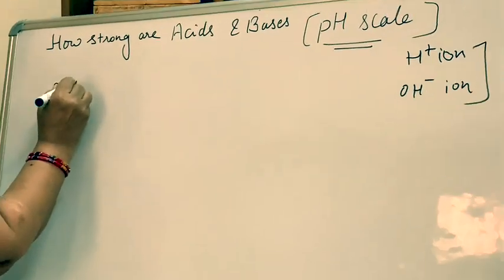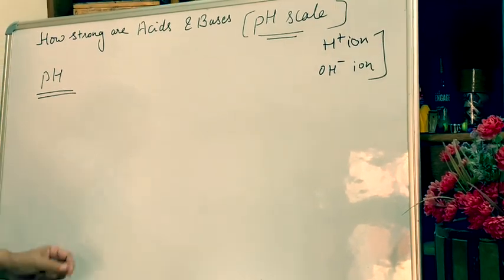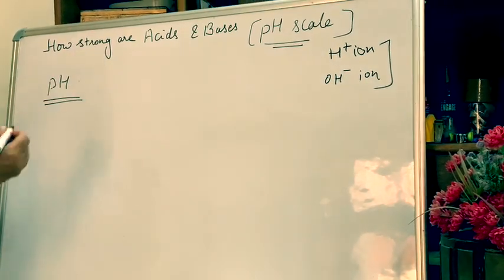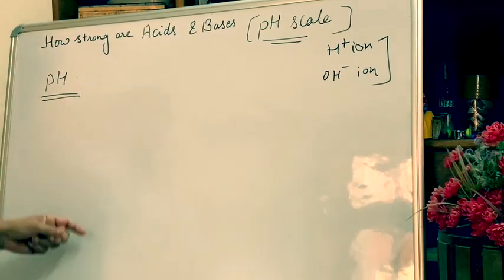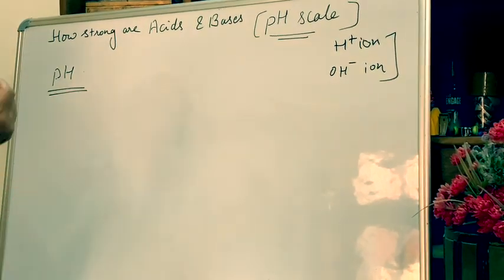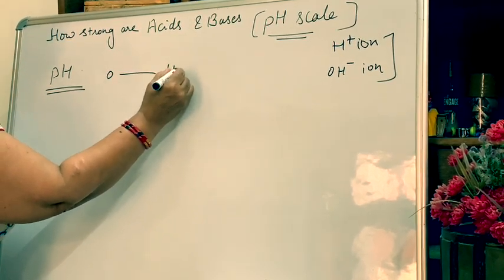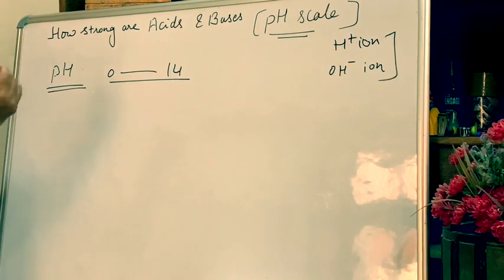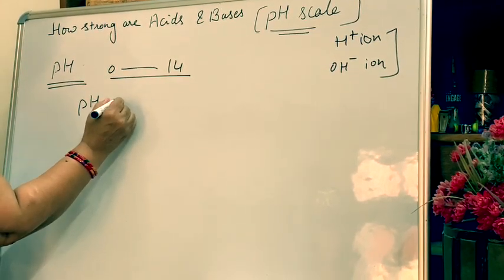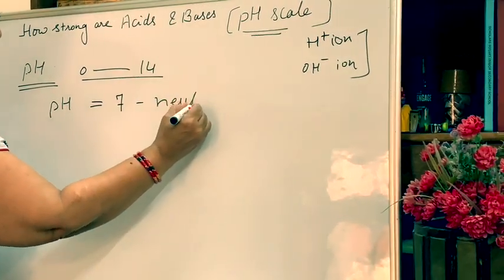Now, what does pH stand for? pH, actually it is a German word. P stands for power or potence of hydrogen ion. So it's actually the power of the hydrogen ion, and it is a simple scale from 0 to 14. It's a number scale. Any substance which has pH equal to 7 is always neutral.